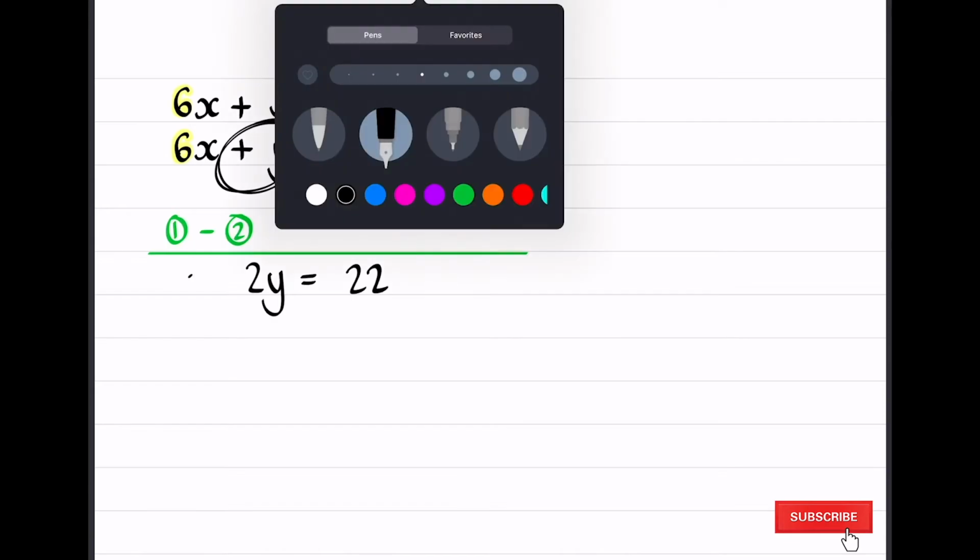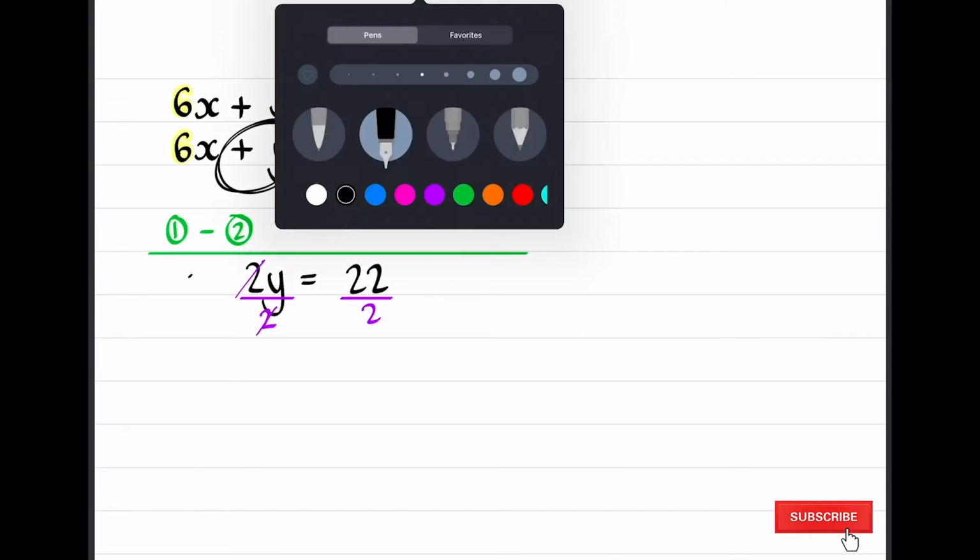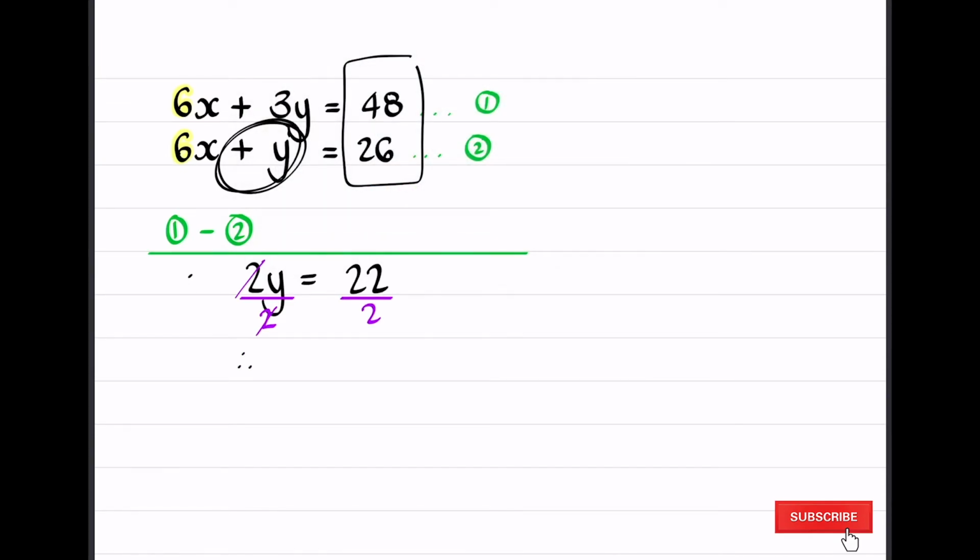But I don't want 2y, I want the y by itself. So in order to get the y by itself, I'm going to divide 2y by 2 so that the 2's cancel. What I do to the one side, I'm going to do to the other side as well. So therefore, y is equal to 22 divided by 2, which is 11. Now I have a y value of 11.